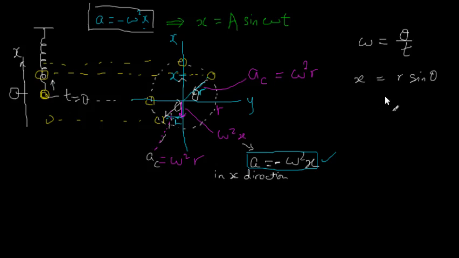I can further write theta in terms of time, because if I move t over to the other side, I get omega t is equal to theta. So x equals r sine omega t. Now if you compare this with the equation for simple harmonic motion, they are almost exactly the same, except that the a there is the r here. So all I need to do is to rename the r as a.